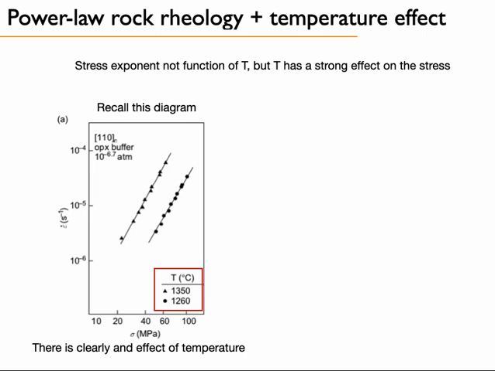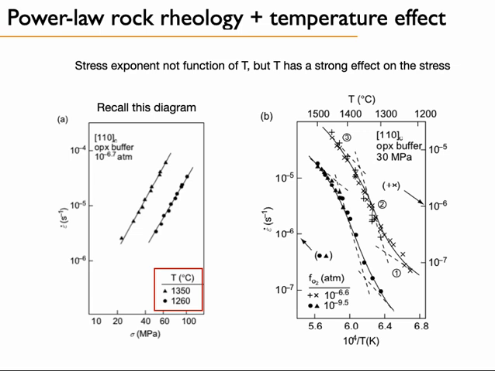So let's recall the diagram for olivine that we saw earlier on. This was log strain rate versus log stress, and we had data aligned, but we had two sets of data points. These were for two different temperatures. So this means that temperature also has a strong effect. So we need to incorporate the effect of temperature in our model.